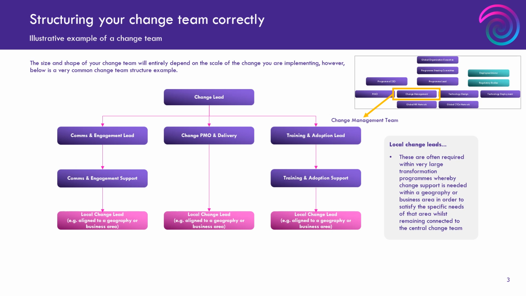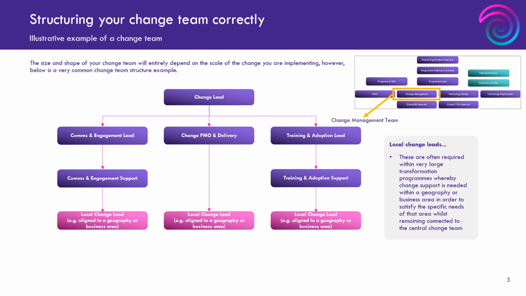But broadly, you're usually going to have someone in the change lead role, so ultimately they lead the team. Then you're likely to have someone else covering the communications and engagement piece, and this is often just called the comms lead or the engagement lead. The two terms are used interchangeably, but someone who's ultimately accountable for that communications piece, writing and delivering communications associated with the change.